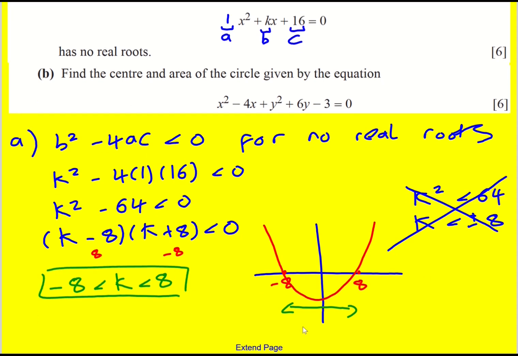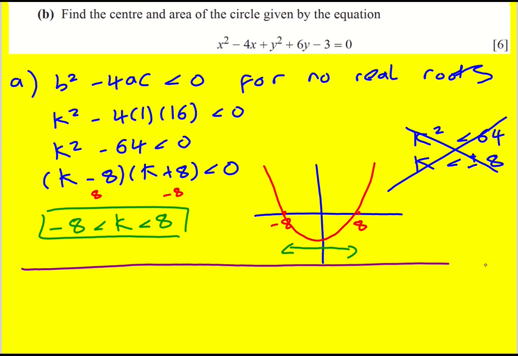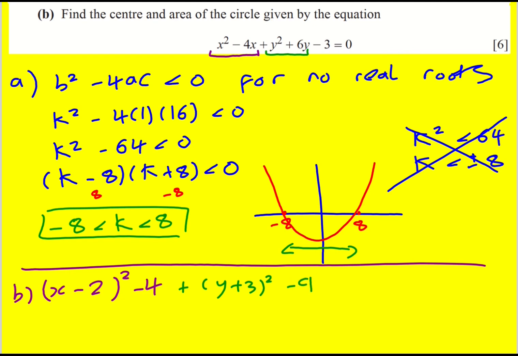We're then asked to find the center and area of the circle given by this equation. So I'm going to complete the square on x squared minus 4x. For this, we have that 4. That gives me x squared minus 4x plus 4, so I need to minus 4 to keep it the same. And then I'm going to have y plus 3 all squared, but then I need to minus the 9. I'm not going into loads of detail on completing the square. It's something to practice if you're not happy with it, and I go into more detail on it in other videos. Then minus 3 equals 0. So it's all about that.